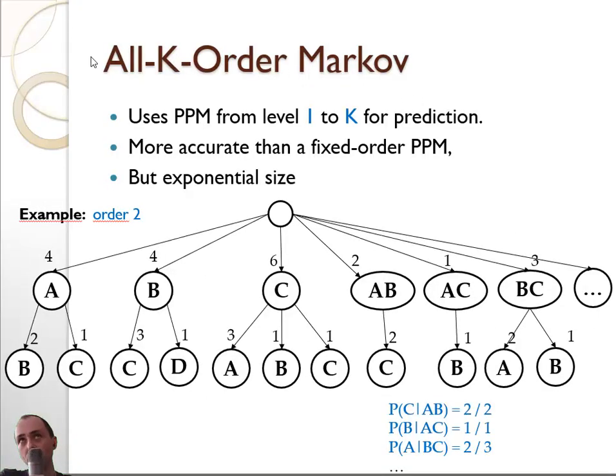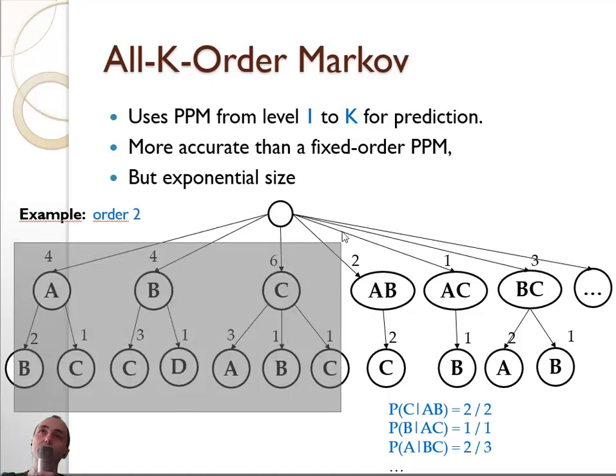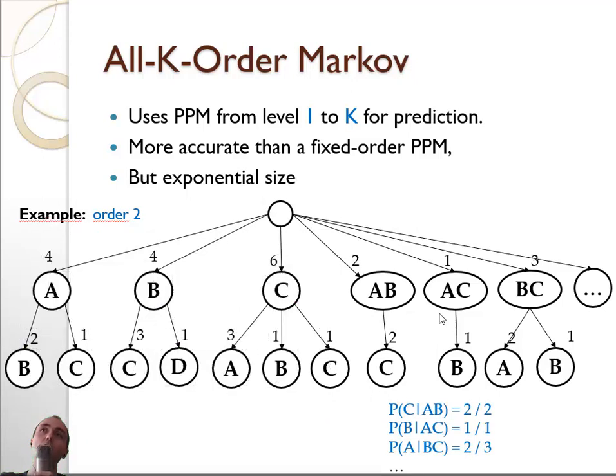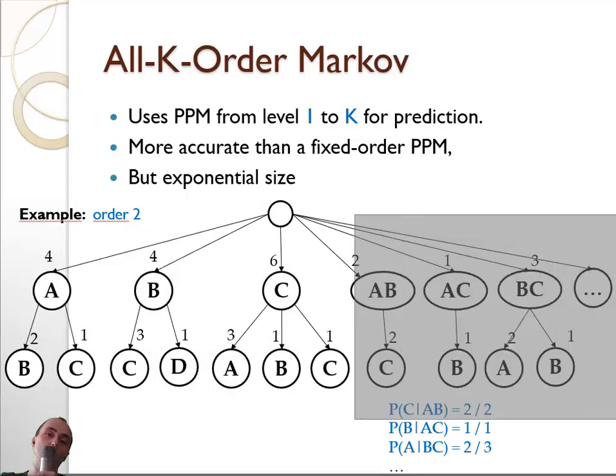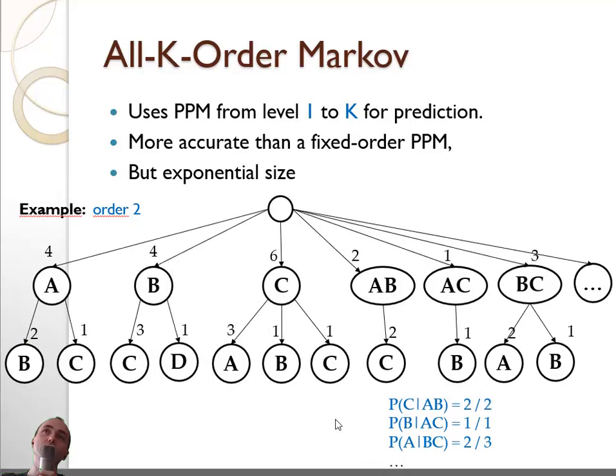Another model is the order K Markov. It uses PPM from order 1 to K to do the prediction. So it is more accurate than PPM order 1 or order 2, but the size will grow exponentially. Let me show you this. Here I have order 2. That means I use PPM order 1 and order 2 together to make the prediction. On the left, I have PPM order 1. On the right, I have PPM order 2. So I take the 2 of them to make some prediction.